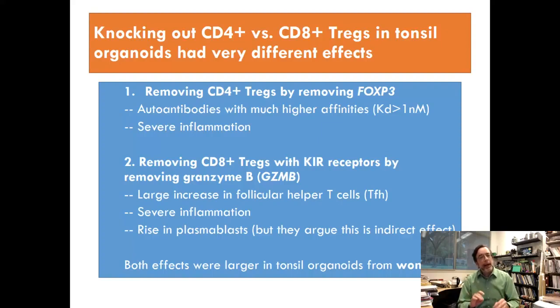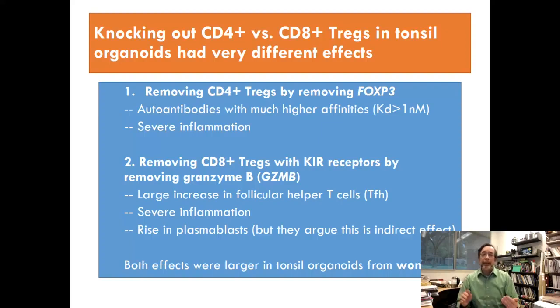What's interesting is how things are different in that case. They also saw a large increase in a particular kind of helper T cells in follicles. Okay, so that's their primary finding of what goes on. And they're saying that from this, it looks like the CD8 positive Tregs are the ones that are really in control here. And also it makes sense.